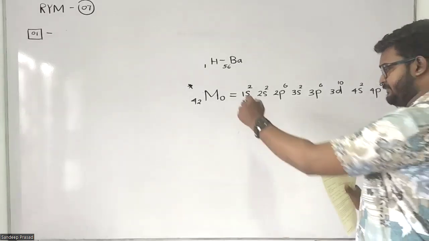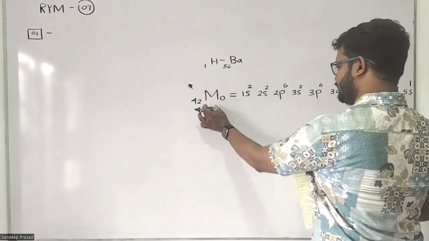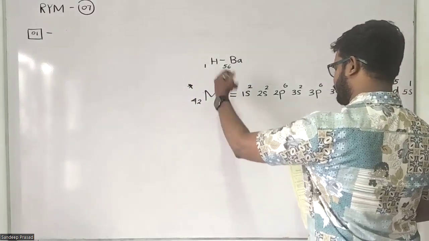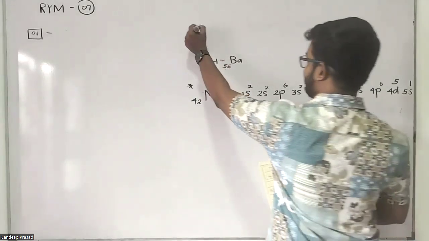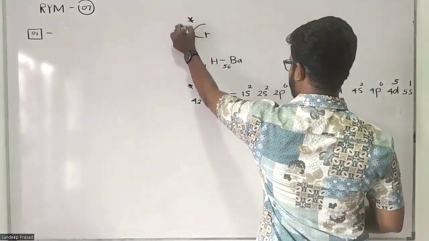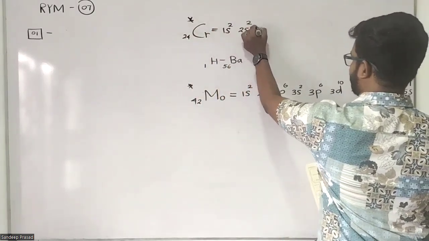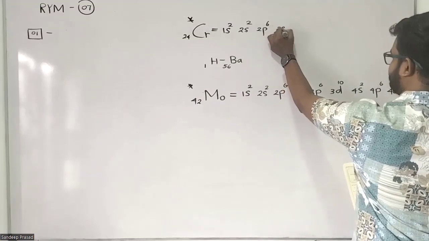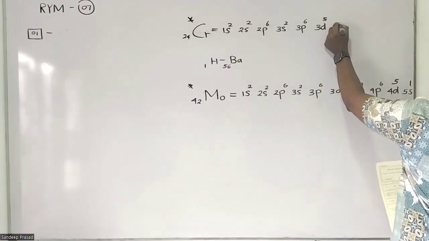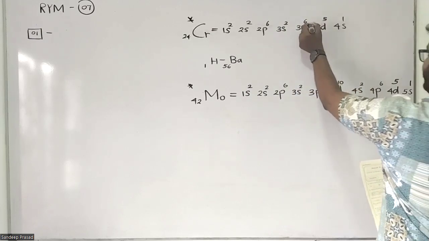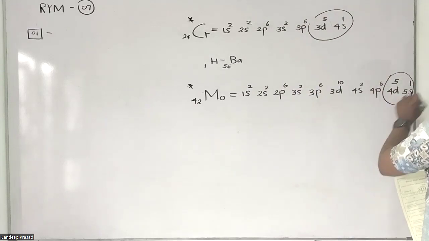So there is another element. We know that in the periodic table, if we analyze the periodic table, in the same group before molybdenum, we have chromium. So chromium also, this kind of behavior can be seen in chromium as well. 1s2, 2s2, 2p6, 3s2, 3p6, 3d5, 4s1. In order to obtain the greatest stability, its configuration is rearranging in this way.